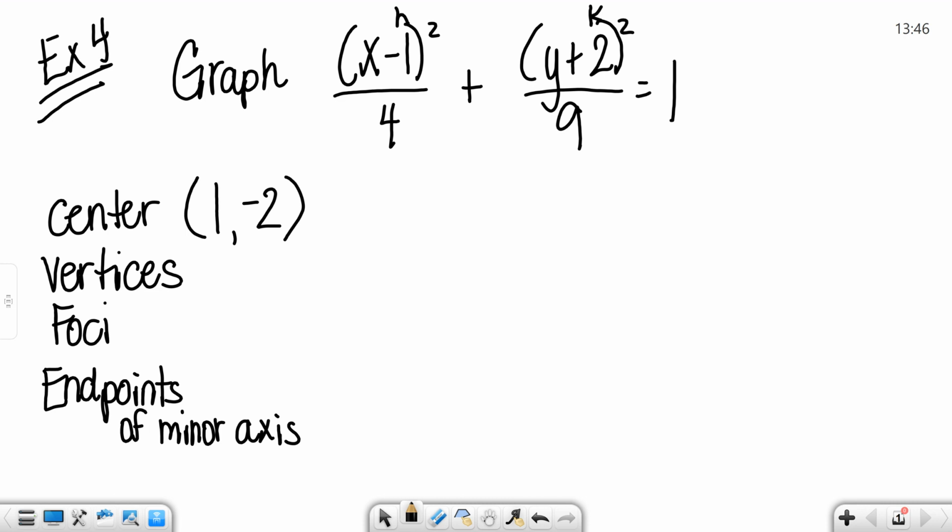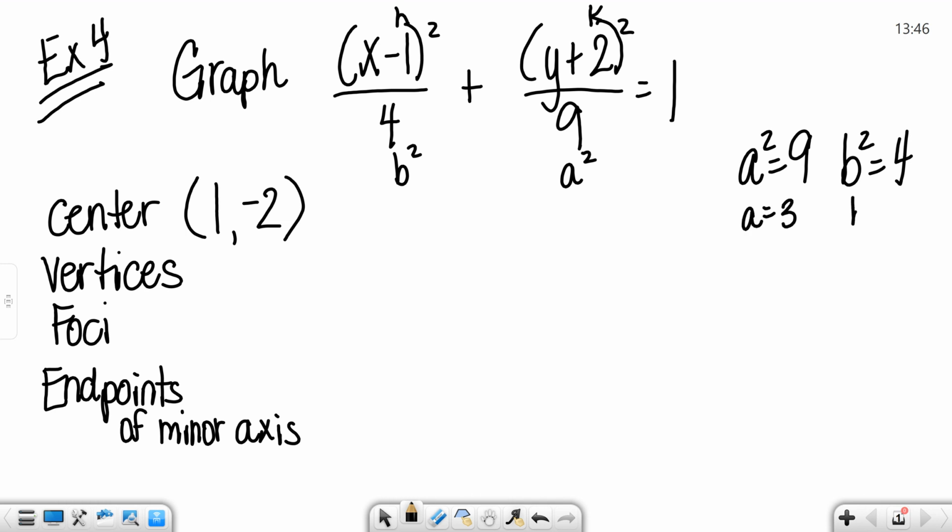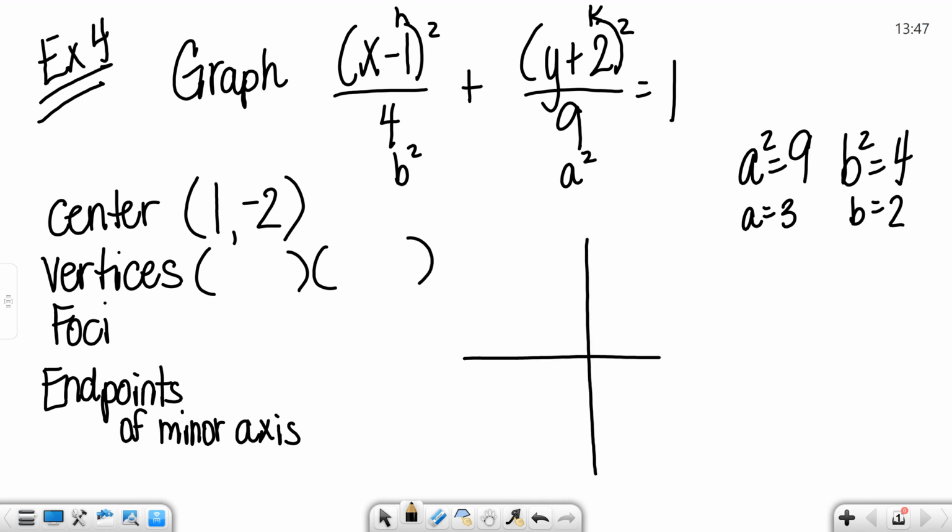Now I've got a 4 and a 9. Remember, A squared is always bigger than B squared. So for sure, over here to the side, I know that A squared is 9 and B squared is 4, which makes A 3 and B 2. All right, so since I know A and I know the center, I can give my vertices. Now I am going to sketch myself a little graph as I go. I mean, our whole goal here is to graph it.